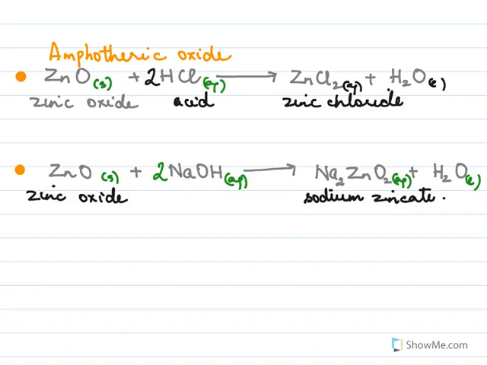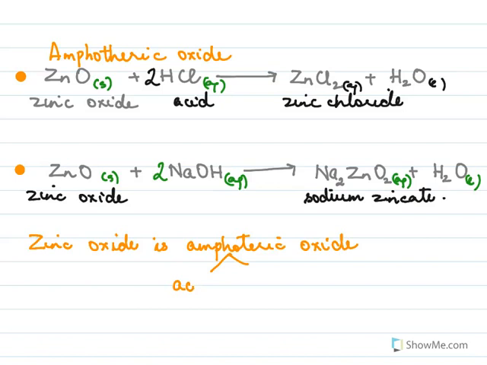So zinc oxide is also an amphoteric oxide because it reacts both with acid as well as base. This is the proof, because it reacts with both an acid as well as a base to give salt and water.